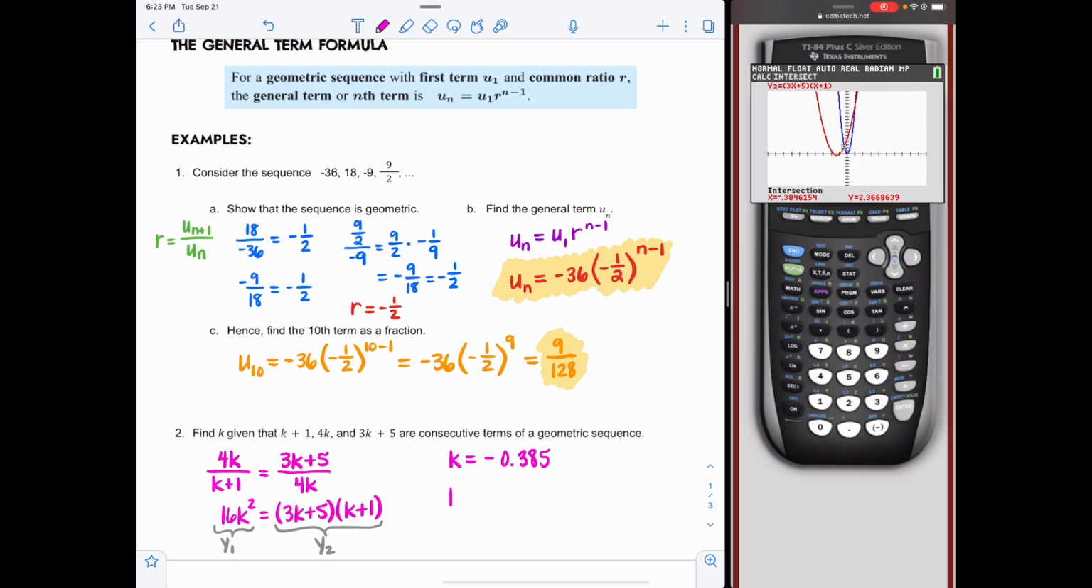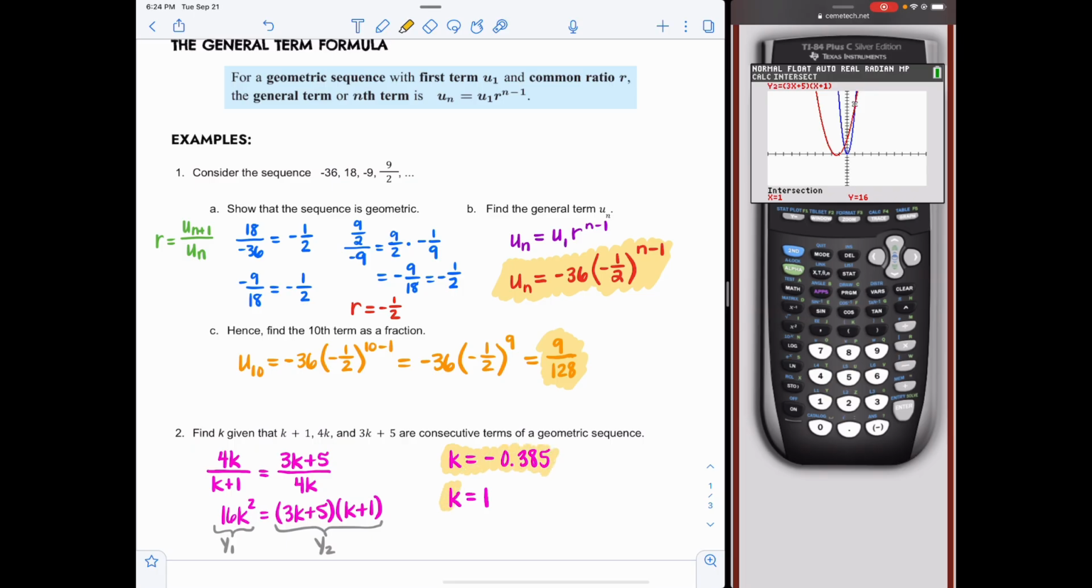And we also see that K can be equal to our other intersection, and we will find that by pressing second trace, number 5, and scrolling until we get close to that one, and then pressing enter 3 times. So we see that here K is equal to 1. So those are the values of K, so that way we will have the geometric sequence.